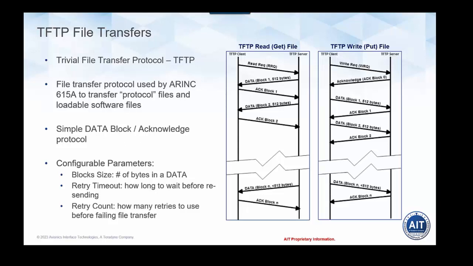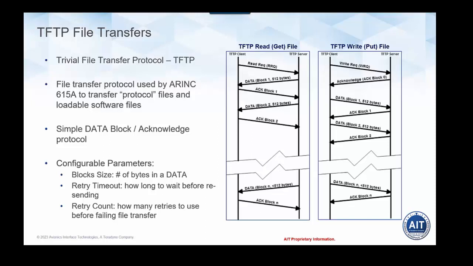So if we look first at a TFTP read or a get file, the way that it works is the client side, the initiator who wants to read a file, would send a read request message to the server, or the system that has the file that the client wants to read. And then the server would reply to that with the first block of data. And when that's received, the client acknowledges it and so on. ACK, data, ACK, data, ACK, data until the whole file is transferred.